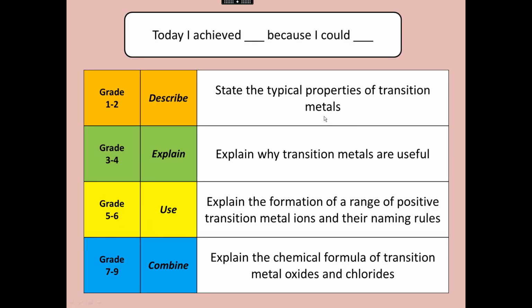Okay, what have you been able to achieve today? Could you state the typical properties of transition metals and describe where they're found on the periodic table? Could you explain why they're useful? Could you use your understanding to explain how positive ions are formed and why they are named in the way that they are? Could you combine together difficult ideas around the chemical formula of transition metal oxides and chlorides? Okay, write a sentence. Today I achieved something because I could.